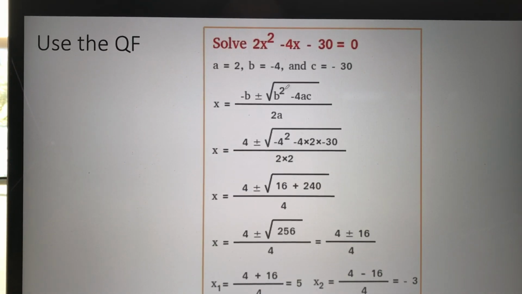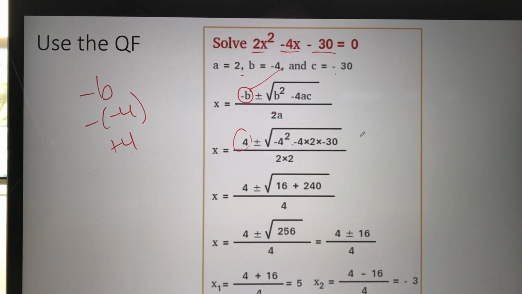If I use the quadratic formula, my a is 2, b is negative 4, and c is negative 30. Here's my formula: negative b plus or minus the root of b squared minus 4ac, over 2a. So my negative b, there's my 4. This is interesting because it's negative b and b is already negative. If I plug in negative 4, it becomes positive 4, because a negative times a negative is a positive. So that's why this is positive 4 sitting down here. Plus or minus b squared minus 4ac, where a is 2 and c is negative 30, all over 2a.